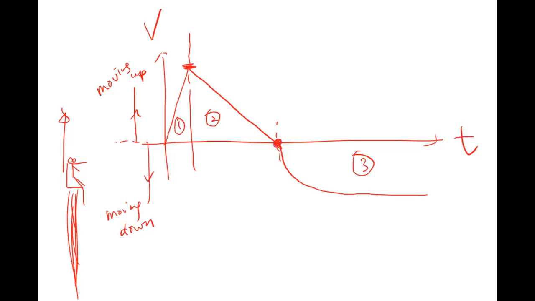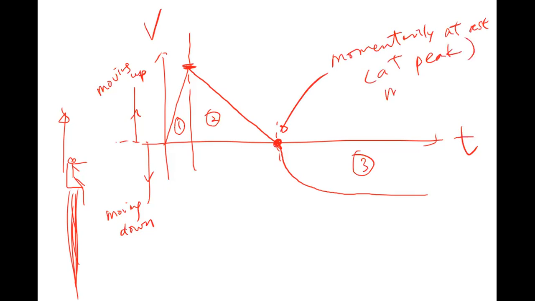It's in between going up and going down. That means there will be momentarily at rest. Momentarily at rest. So that means it is at the peak, maximum height. Maximum height.